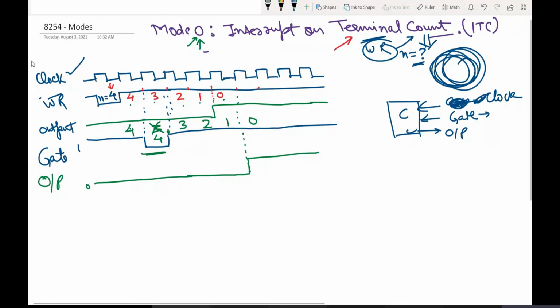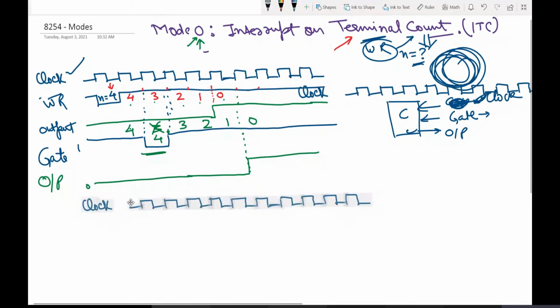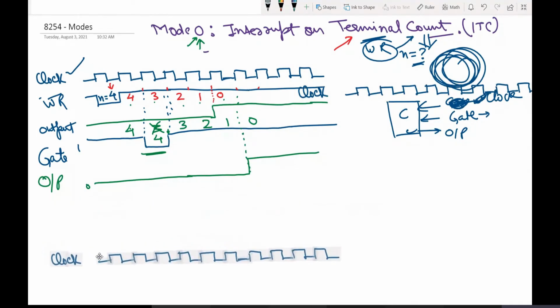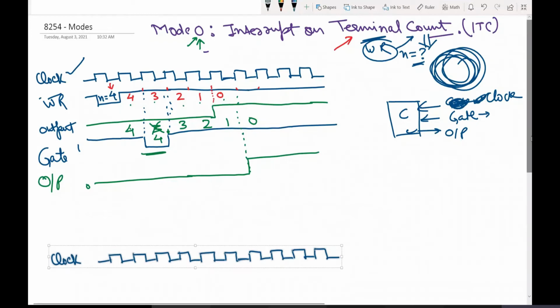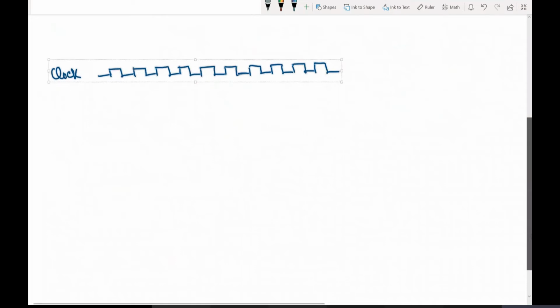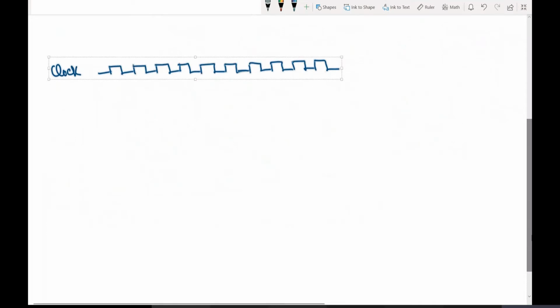Great. So this is your mode 0, which is called interrupt on terminal count. So in this mode, a pulse is getting generated at the end of the terminal count. Fine. So next we will see mode 1. In all the modes, you need to draw the waveform like this. The clock will always be connected, and there will be a write pulse that will always be connected.